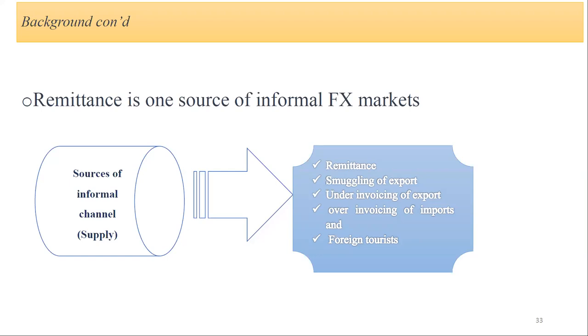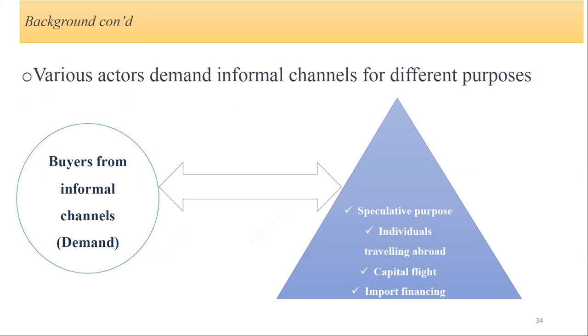Next, please. Looking at the demand, who demands this informal foreign currency? Mainly the speculators, since our exchange rate policy is managed floating, and due to the existence of the large premium, there are speculators who participate in the parallel market, that means who buy and sell forex in the parallel market. So they demand forex for their speculative purposes and for their investments.